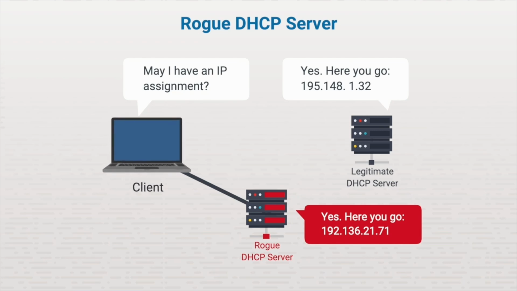If the client accepts the IP address assignment from the rogue server, it can cause multiple issues. For example, an attacker can have all the client's default gateway traffic routed to his or her own computer. It can also cause sluggishness on the network or the inability for hosts to communicate with each other.